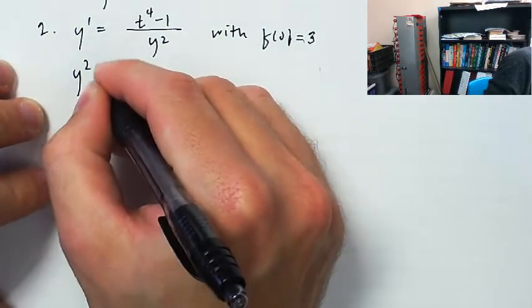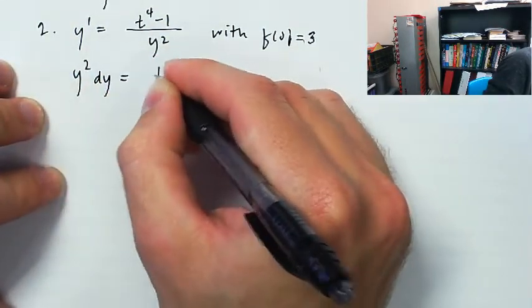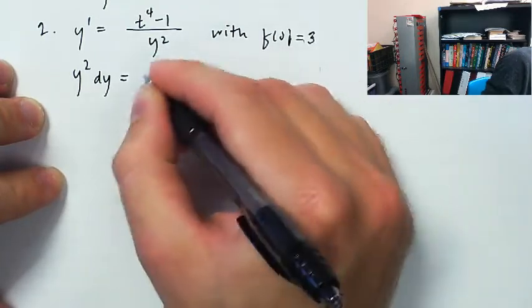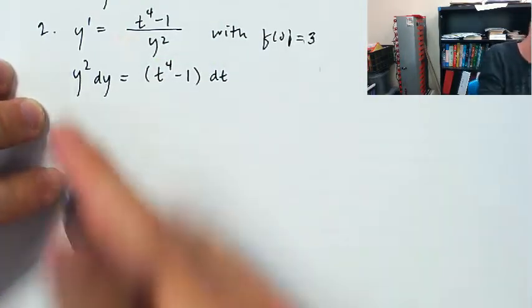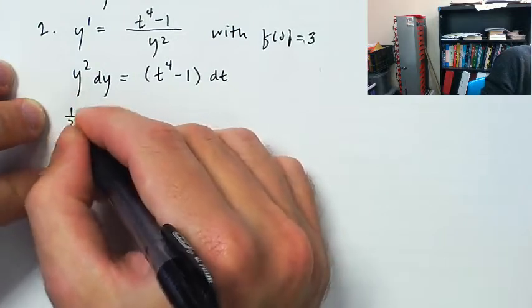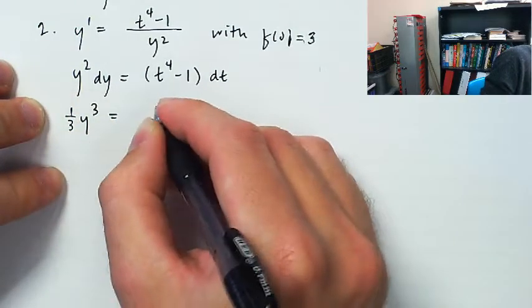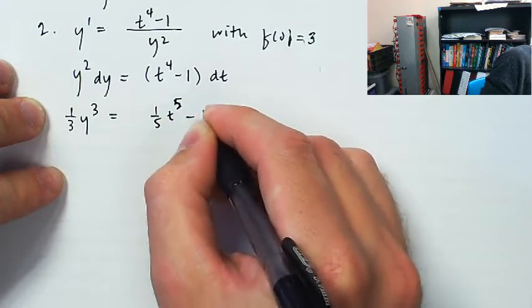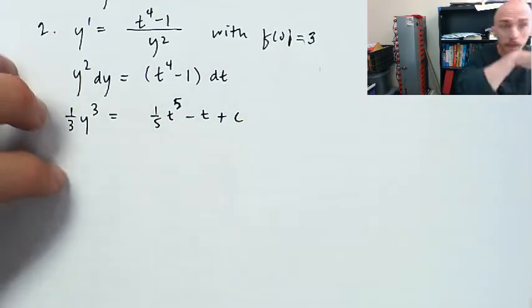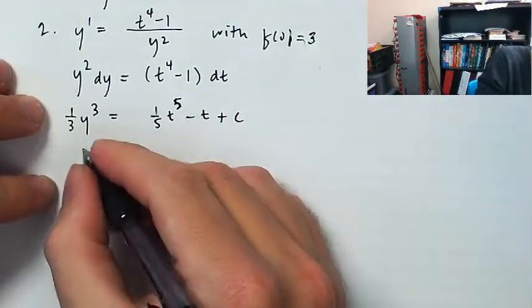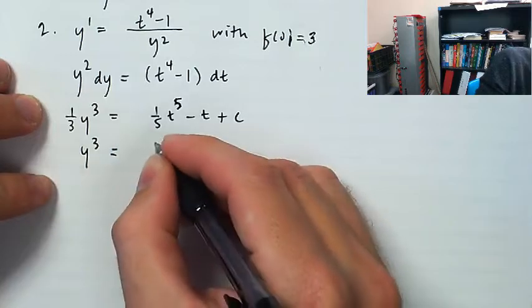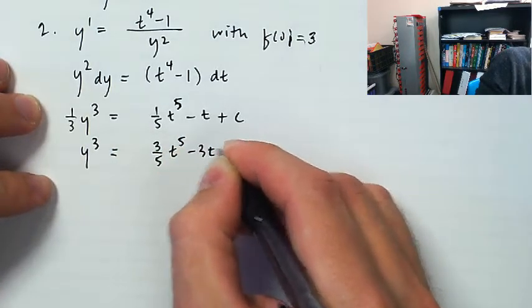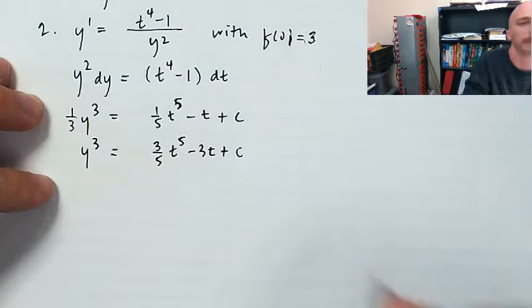So that means that y to the 2 dy equals t to the 4 minus 1 dt. Okay, now I can anti-differentiate both sides. So that's 1/3 y to the 3rd equals 1/5 t to the 5th minus 1t plus some constant. So I'm going to triple both sides, and I'll get y to the 3 equals 3/5 t to the 5 minus 3t plus some new constant.